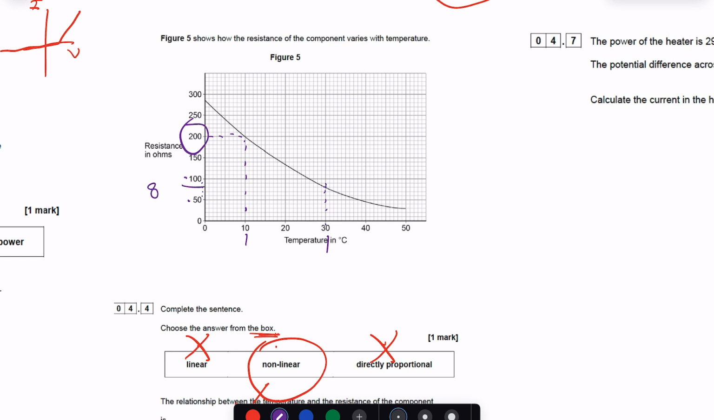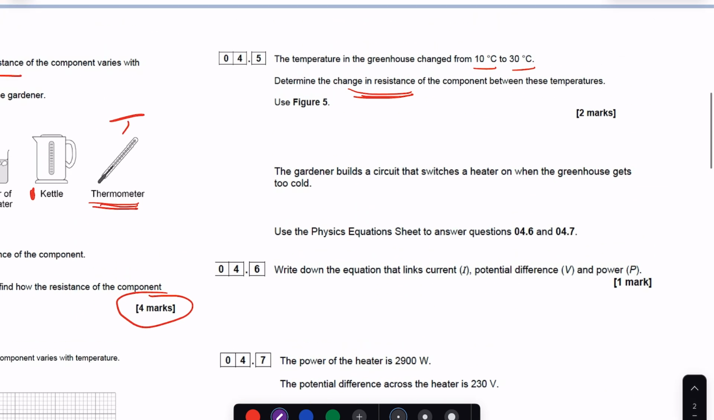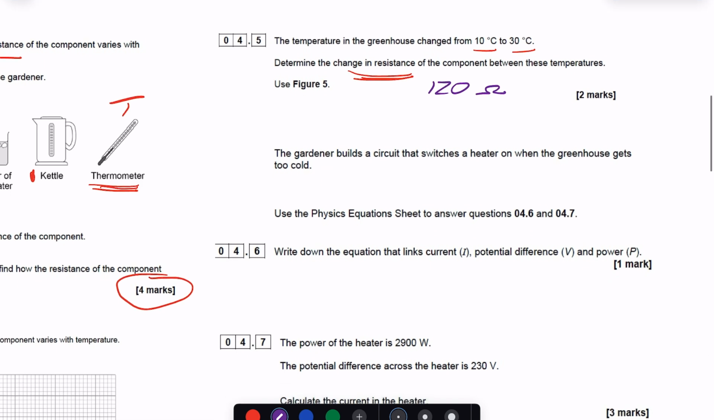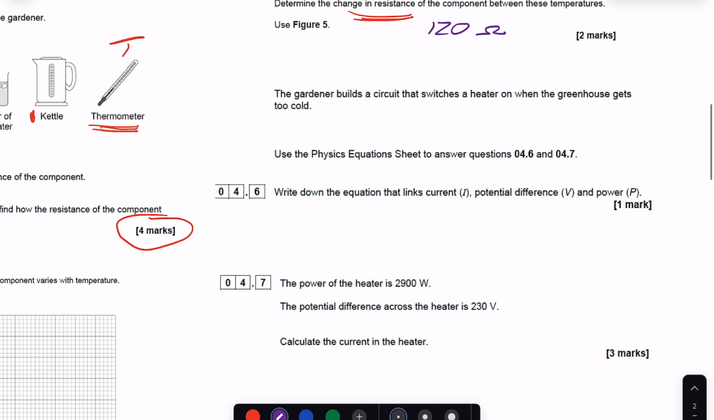So I've gone from 200 down to 80, which is a change of 120 ohms. Okay, so my change in resistance that I want to put into this answer here is 120 ohms. Okay, the gardener builds a circuit that switches a heater on when the greenhouse gets too cold.